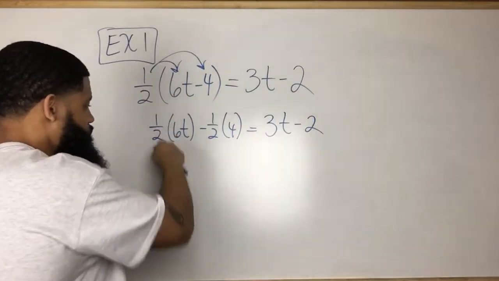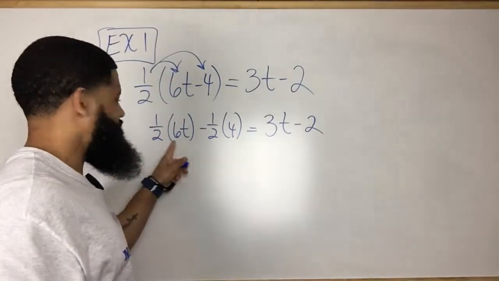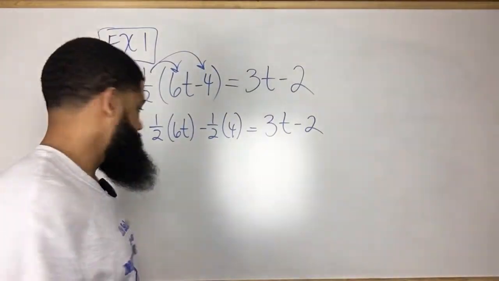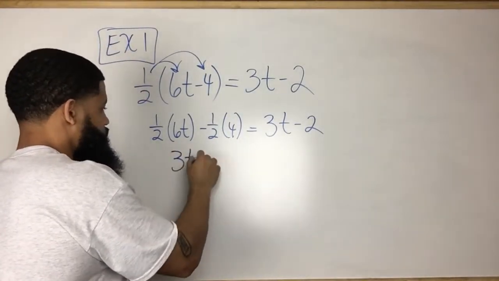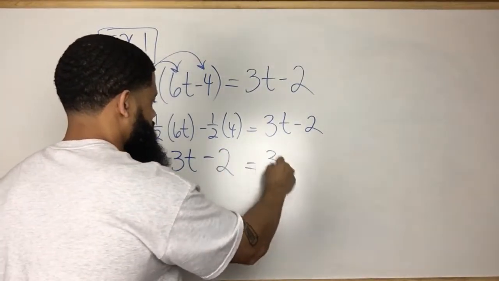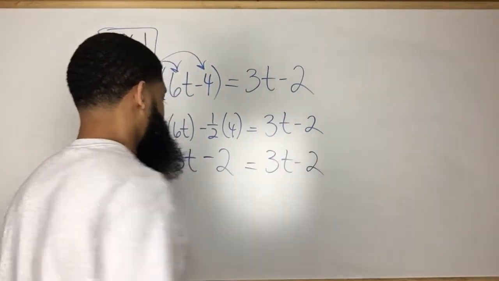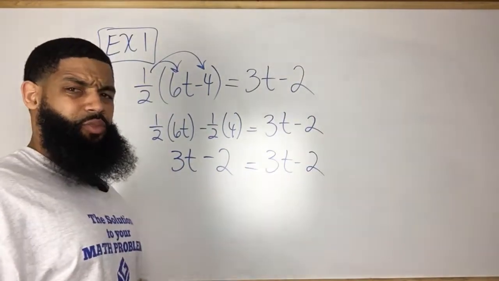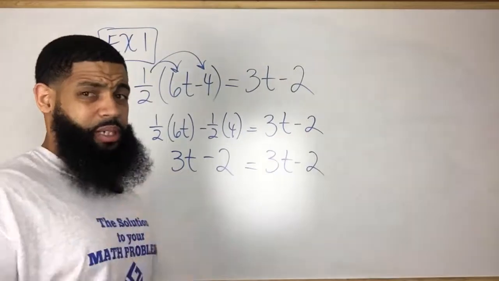Now, if I multiply this, whenever you have 1/2 times a number, I just think half of 6, which is 3. So 3t. Half of 4 is 2. And then I'll bring that down, 3t minus 2. Notice I have the same thing on both sides of the equal sign. So let's just pay attention to that.